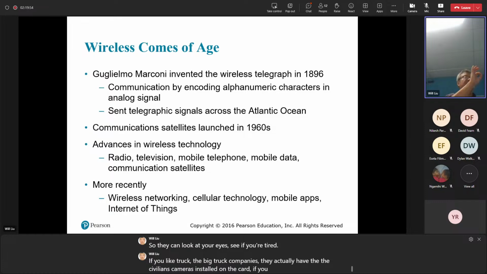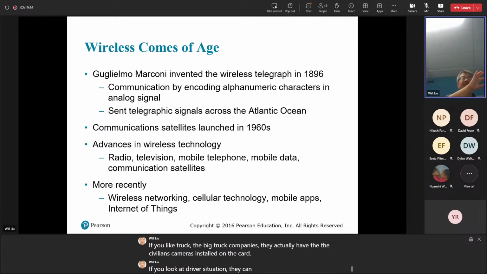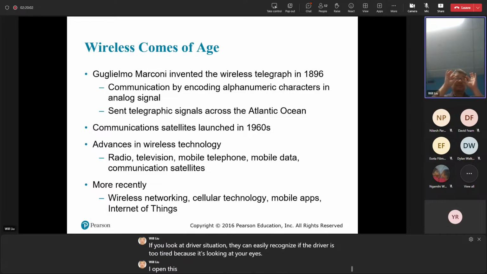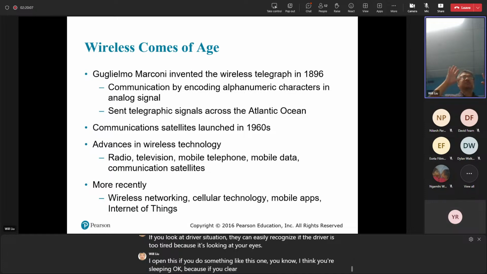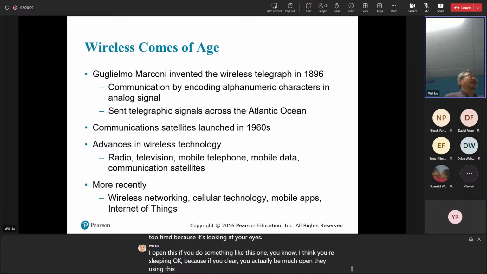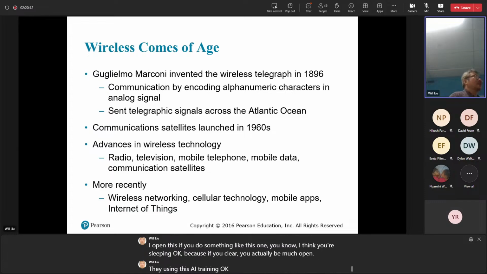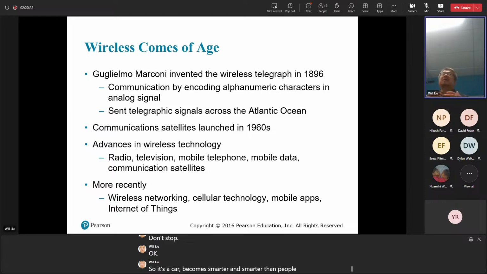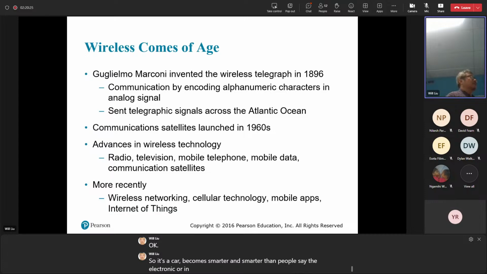To look at the driver's situation, they can easily recognize if the driver is too tired because they look at your eyes. If you do something like this, I think you're sleepy, because if you're alert, your eyes should be wide open. They're using this AI training. They can say, oh, this is sleepy, oh, this is okay, this is just something in the eyes, don't stop. So the car becomes smarter and smarter. And people say electronic or intelligent cars will be the next wave with great potential in the market.